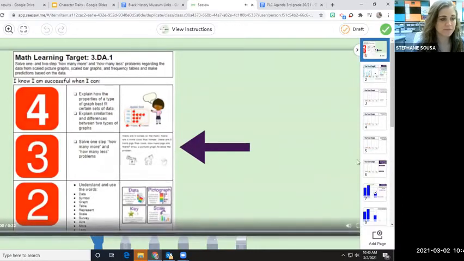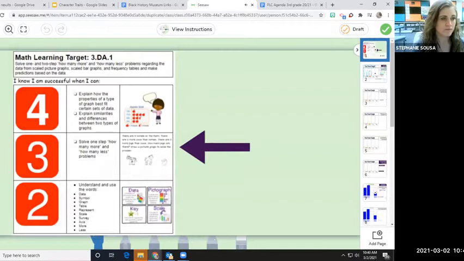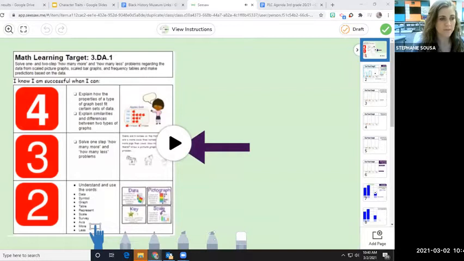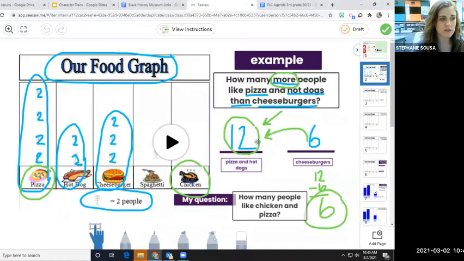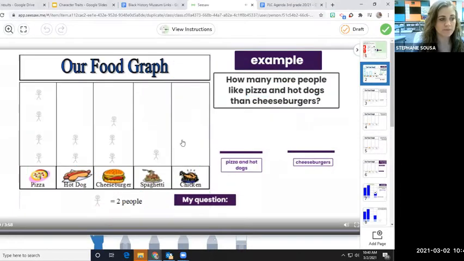Here it is. Our learning target for today is to solve how many more and how many less problems as we analyze a graph full of data. Today we will also be using vocabulary words as we practice asking our own questions about a graph. Okay, so looking at our vocabulary and using it to answer questions. Here is an example of using data to solve a graphing question.